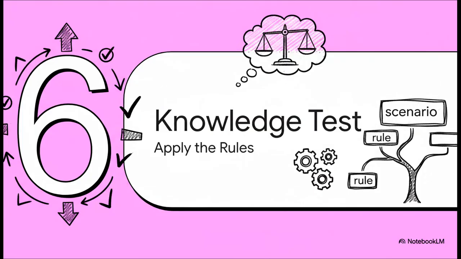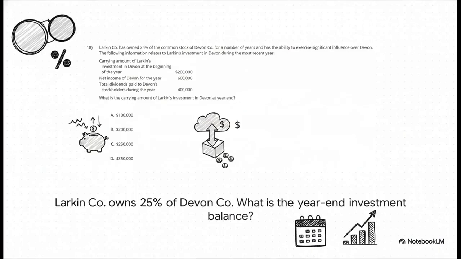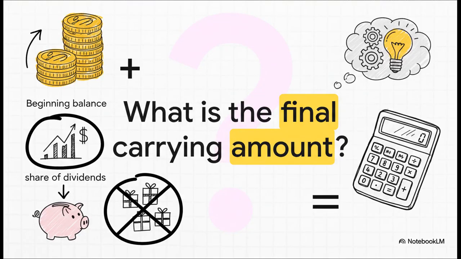All right, you've seen the theory, you've seen an example. I think you're ready. Let's do a quick check to see if you can put these rules into practice yourself. Okay, here's the scenario. Larkin Company owns a 25% stake in Devon Company. The investment account starts the year at $200,000. Now, during the year, Devon knocks it out of the park. They earn $600,000 in income and pay out $400,000 in dividends. So, what's the investment worth at the end of the year? Take a second, think it through. You've got your starting number, you know what to do with the income, and you know what to do with the dividends. What's that final balance?